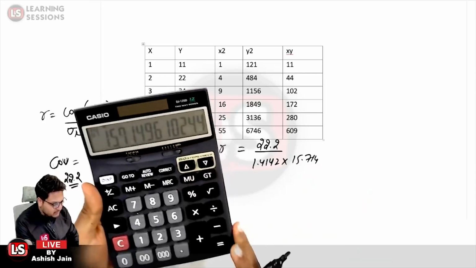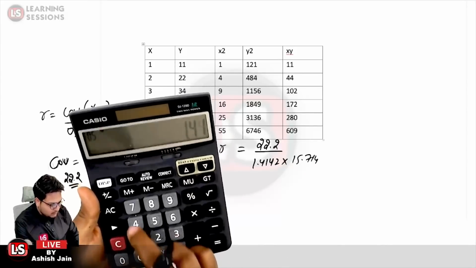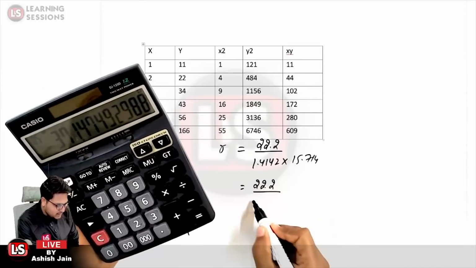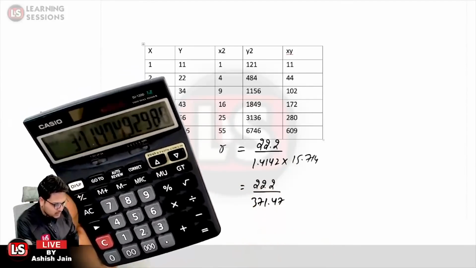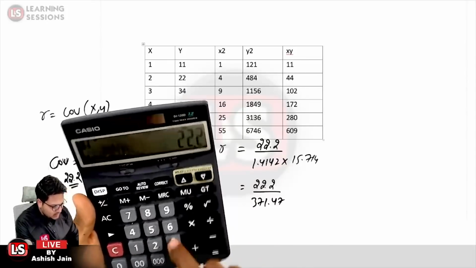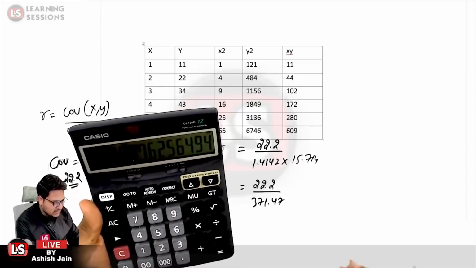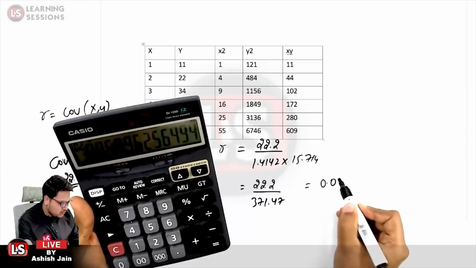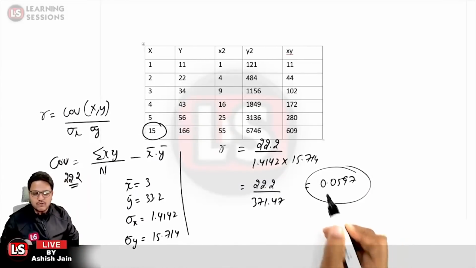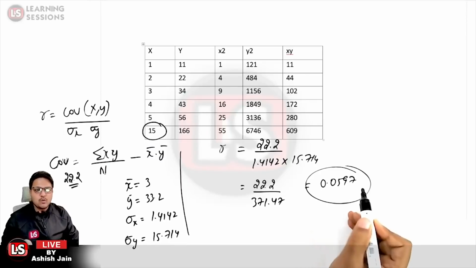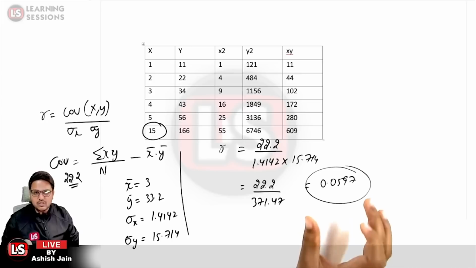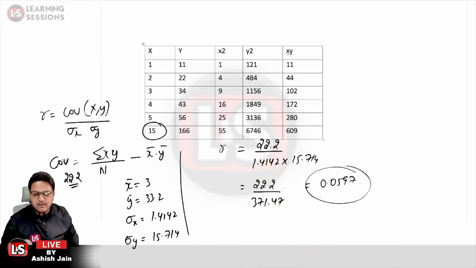So it will be 15.714 multiplied by 1.4142, and that comes out to be 371. So 22.2 divided by 371.47. Okay, so here will be the answer, that is 22.2 divided by 371.47, and that comes out to be 0.0597. So here comes the value of small r, that is the correlation coefficient, equal to 0.0597. So there is a very weak positive relationship between the variables x and y.